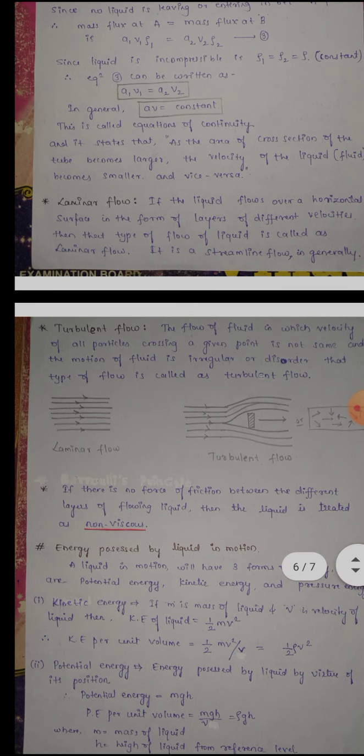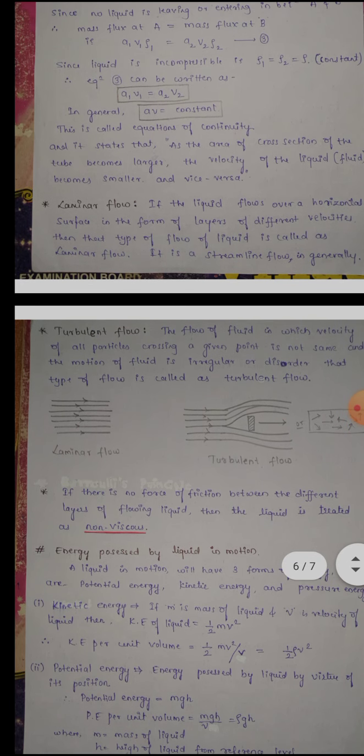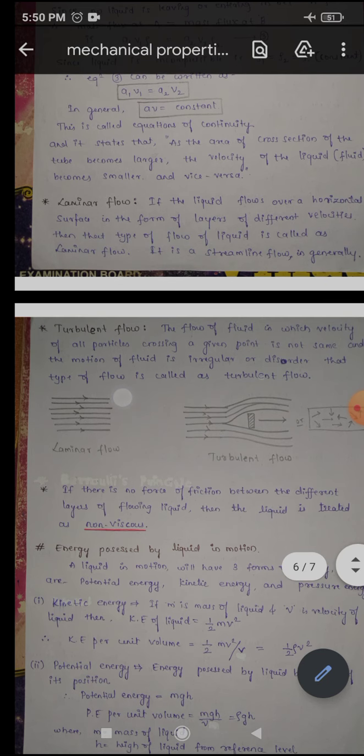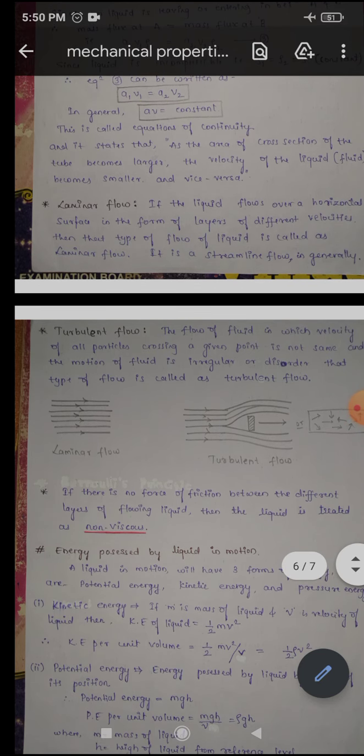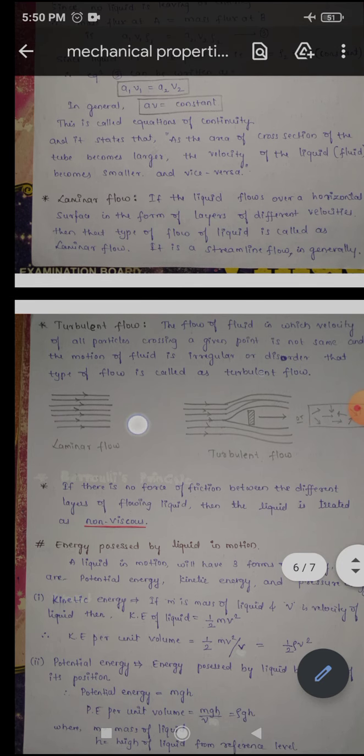Next we have the laminar flow. Laminar flow means if the fluid flows over a horizontal surface in the form of layers of different velocities, then that type of flow of liquid is known as laminar flow. See, this is the laminar flow diagram. The liquid is flowing in a horizontal manner, that too in the form of layers.